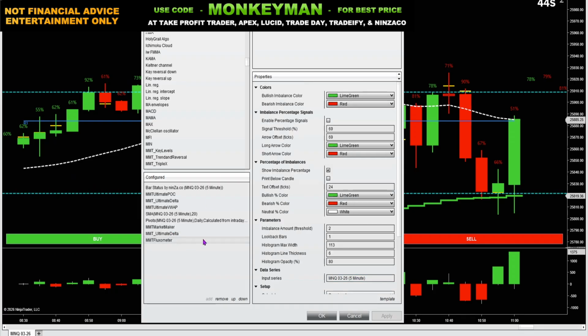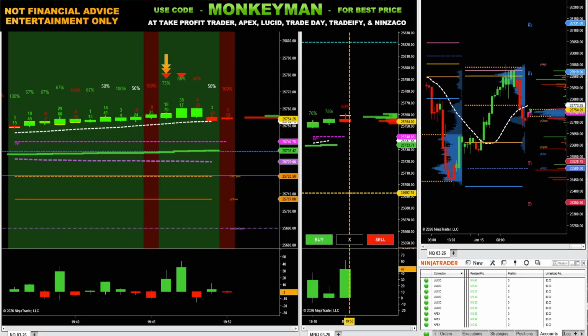I've got the fluxometer on the chart. Again, I'm not showing the arrows, just the imbalance percentage number and the histogram. These are all default settings. So that's what's going on the 5-minute chart.